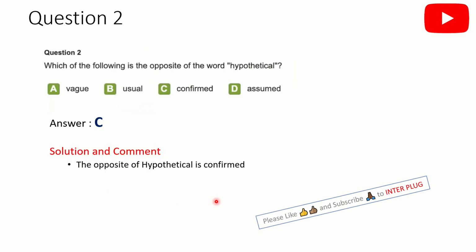Question two, which of the following is the opposite of the word hypothetical? Obviously, if something is not hypothetical, it means it's confirmed, so it's not based on any assumptions. It's something that has been confirmed. For me, assumed and hypothetical are similar words. Usual and vague don't really fit in here. What you're speaking hypothetically comes from facts, and the facts should be something that has been confirmed. So the opposite here is C.